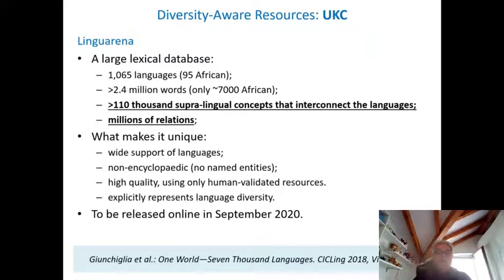So where are we? The UKC, we have built it. We have like 1,000 languages, so we still have 7,000 languages to go, but we do have those 1,000 languages. 95 languages are African. Clearly, I don't put the number here, but the coverage for the African languages is much lower, with some exceptions. There are some African languages that are very good. We have 2.5 million words, but only 7,000 Africans. But this was before we imported the South African languages. Now we have many more, but still in the orders of tens of thousands.